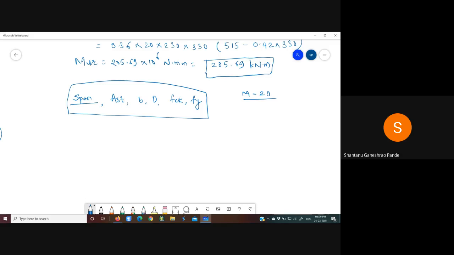So when you are starting design, you have to go for preliminary design, and in preliminary design you will have to assume the B value, the D value, FCK, FY, and nominal cover. All these values you will have to assume on your own, and then accordingly go for design. So we will see another type of problem wherein the design is expected to be done. Write down the next numerical.